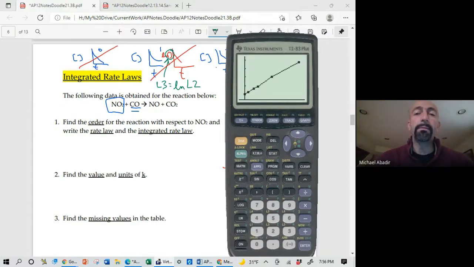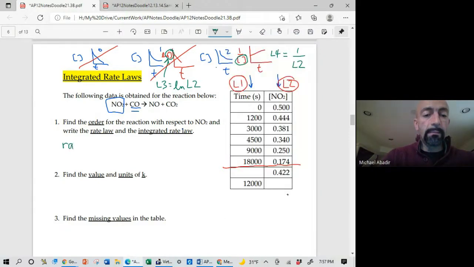And there we go. That looks really pretty straight. One point looks a little off, but it's really good. So what we now realize is this reaction must be second order. So to write the rate law, we're simply going to write rate equals k times the concentration of NO2 raised to the second. So that's called the rate law.